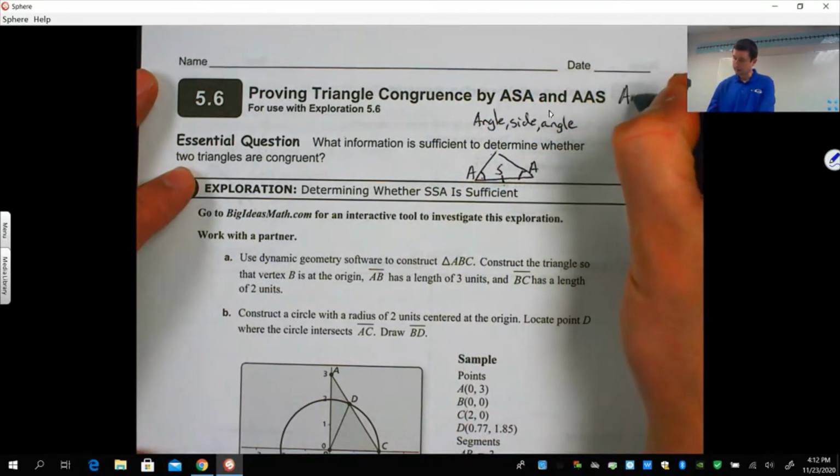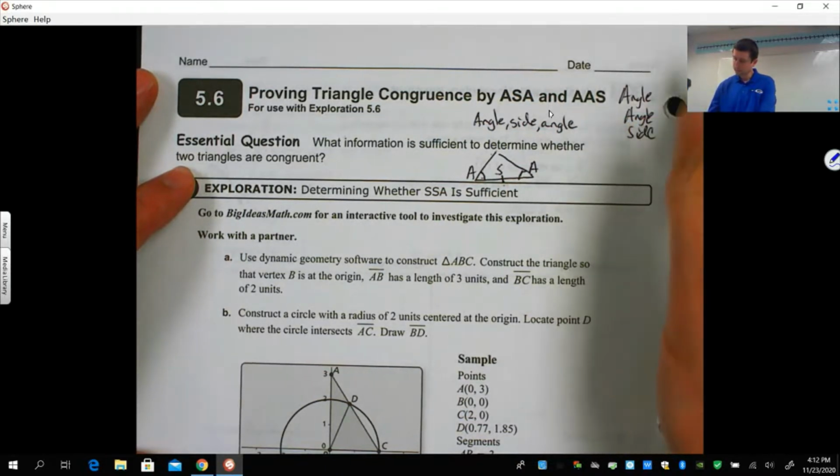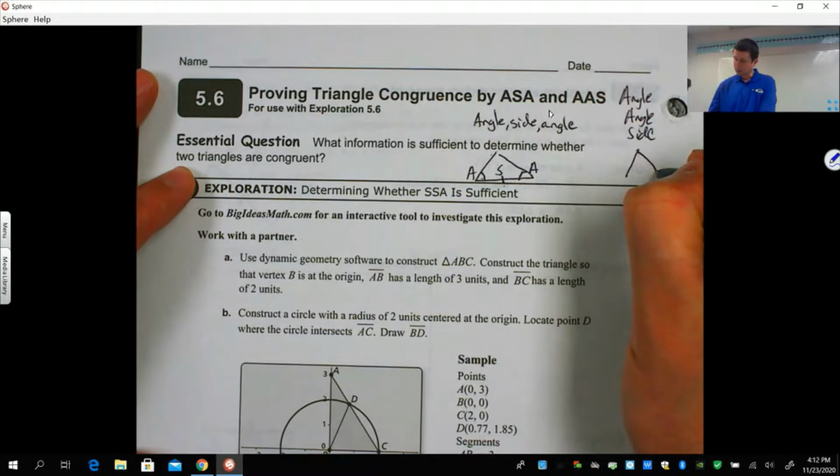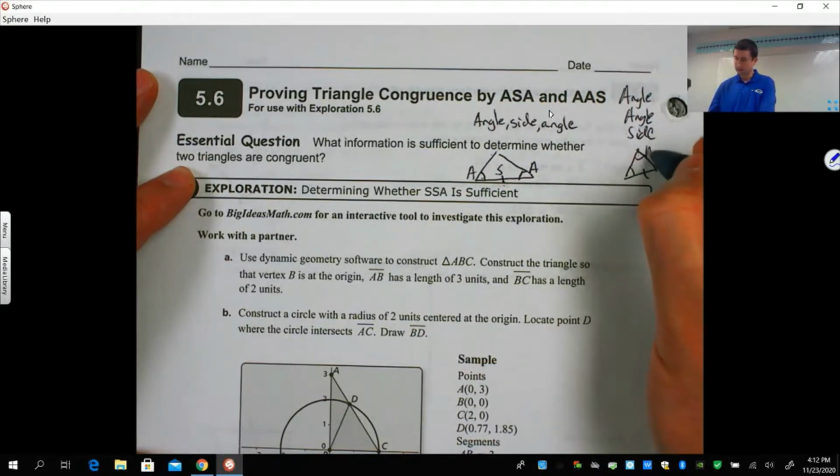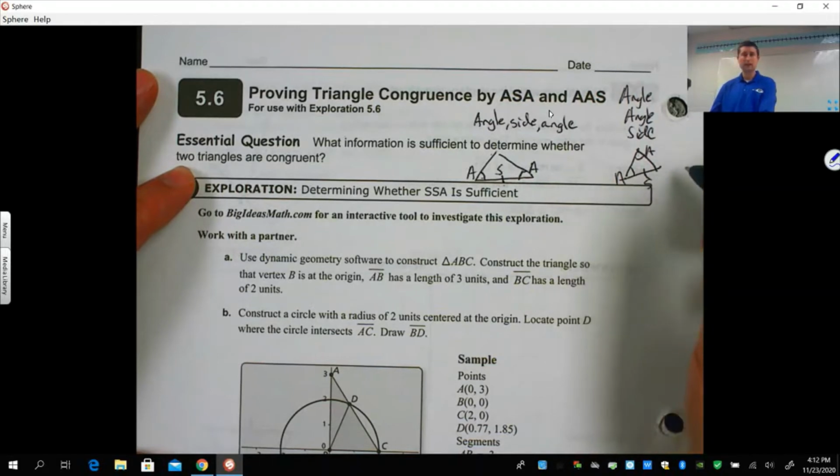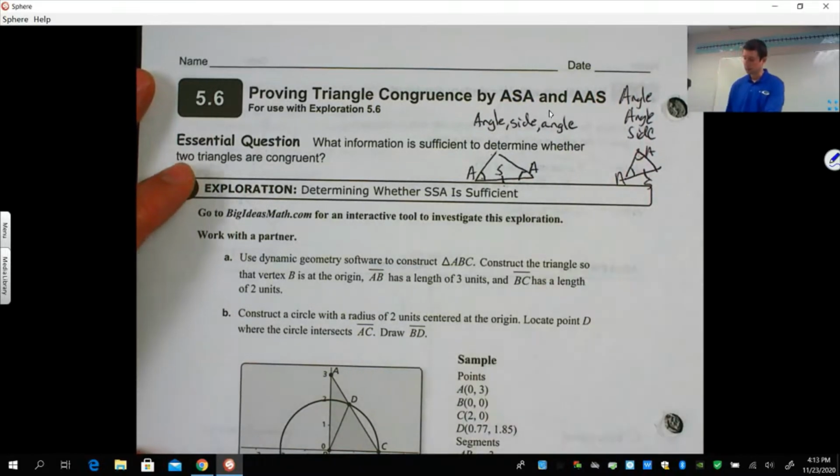AAS is angle, angle, side. So that's when you have two angles and a side. So angle, angle, side. That would be a non-included side. So angle, angle, side and angle, side, angle are the two new ones.